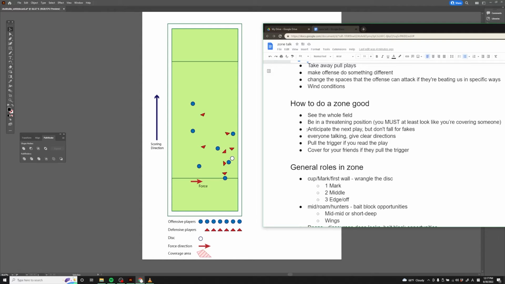3. Anticipate the next play that the offense is going for, and do not fall for fakes. By anticipating the next play, what I mean is the offense will try and swing the disc, and they will try and switch the field, meaning they will take the disc from, say, a disadvantageous position to one that is more advantageous. That is something that we have talked about in practice, in running our offense, and every team is looking to do that, right?